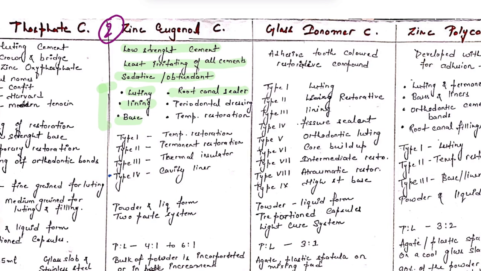So this is used in endodontic procedures. You have to seal the root canal during various procedures. It is also used as a periodontal dressing, for healing of your periodontium or gingiva, and as a temporary restoration.